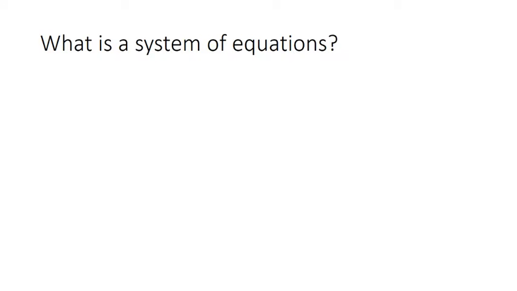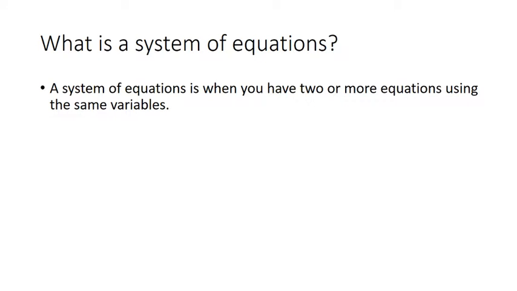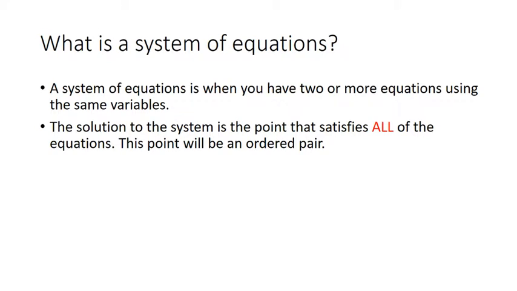Hi everyone, so today we're going to look at a system of equations and solving a system of linear equations by graphing. This is the definition of a system of equations. Basically, when you have two or more equations using the same variables, we call that a system of equations. The solution to the system is the point that satisfies all of the equations. This point will be an ordered pair.